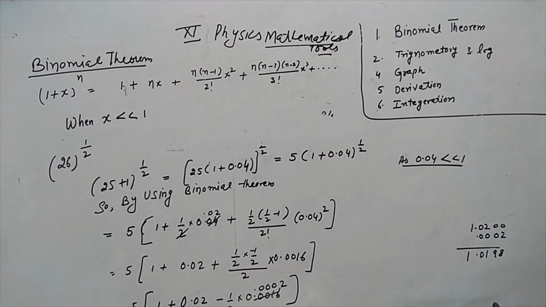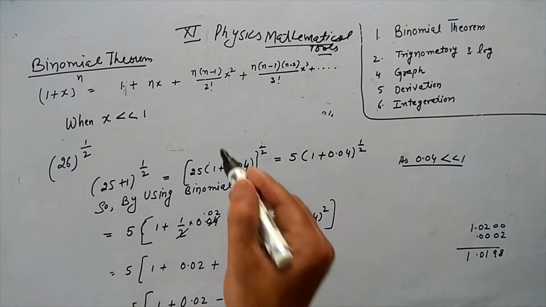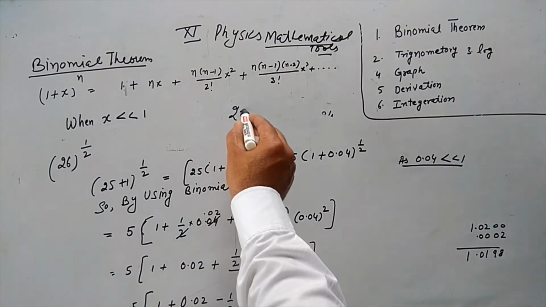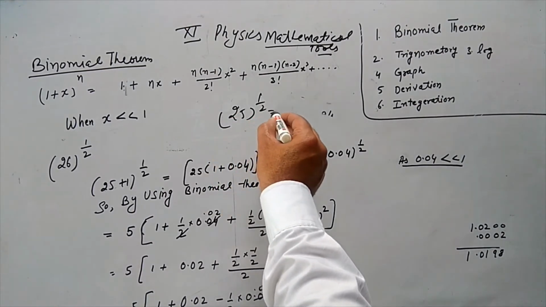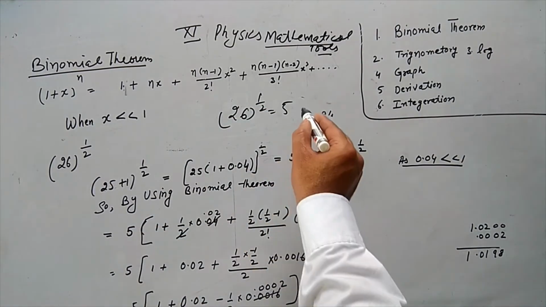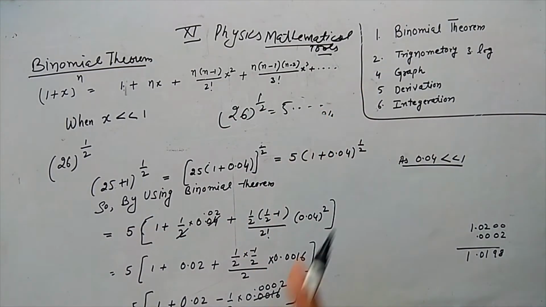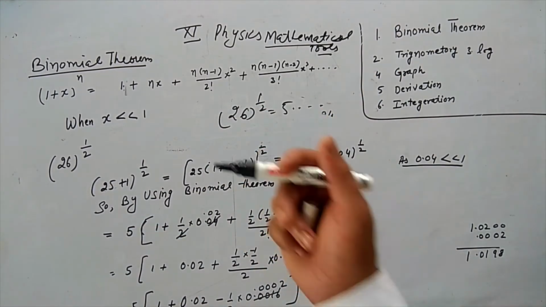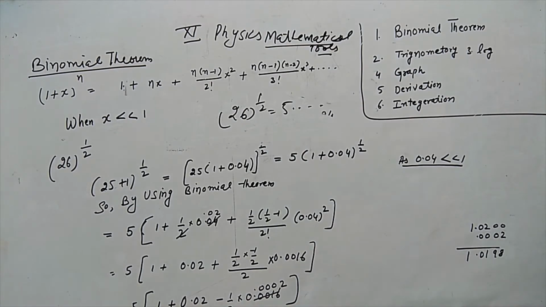First of all, I would like to tell you why we are studying this binomial theorem, where it is useful. See, if it is given to you that square root of 25, you will say 5. Square root of 26, then you will say, sir, 5 point something something will be. What is exactly? You can calculate by this theorem, right?